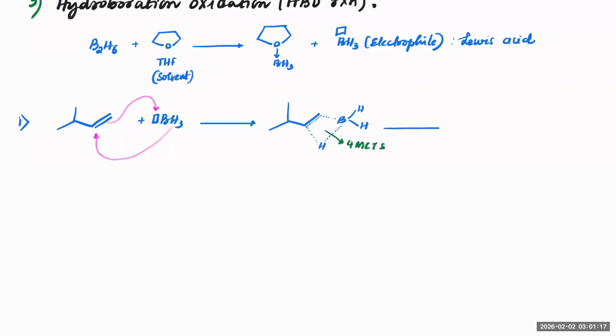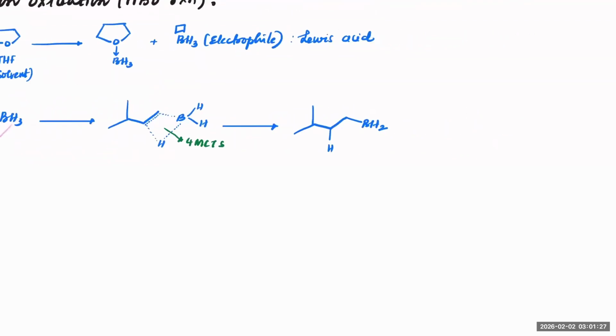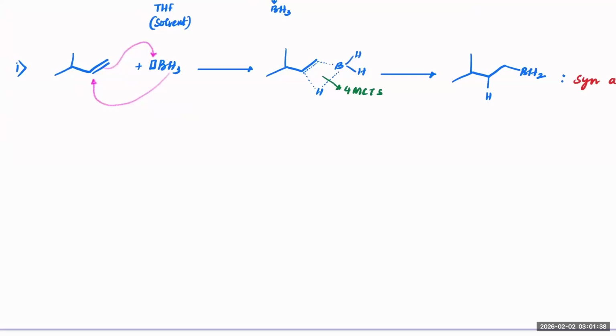So through this transition state, it is forming a compound like this, where you have hydrogen here and BH2 here. Now you can see hydrogen and boron got added from the same direction. So it is what type of addition? Syn addition. So the first step is a syn addition here, where hydrogen and boron are being added.